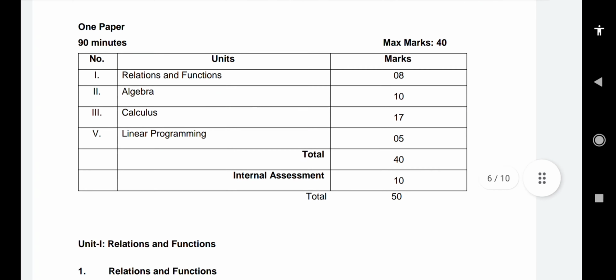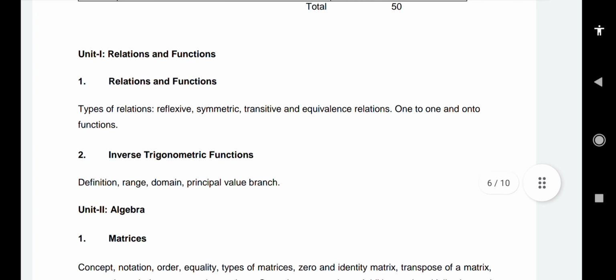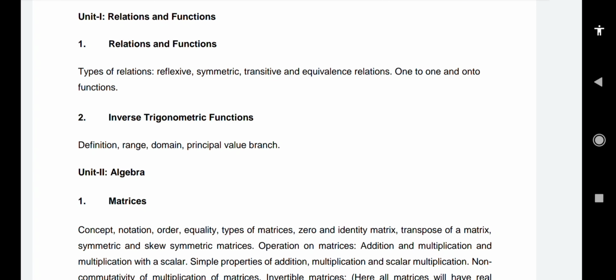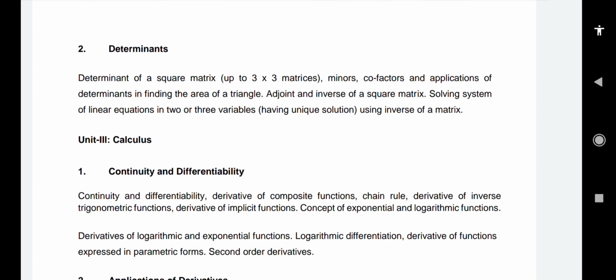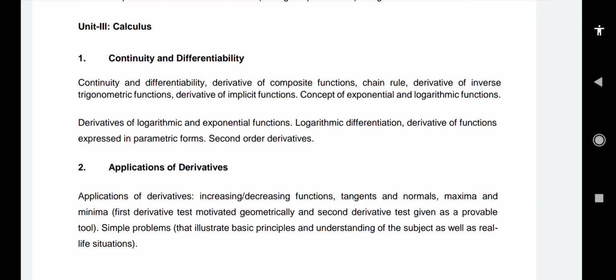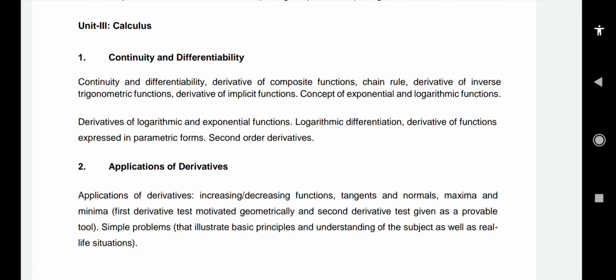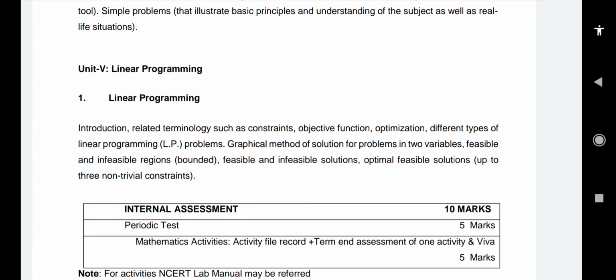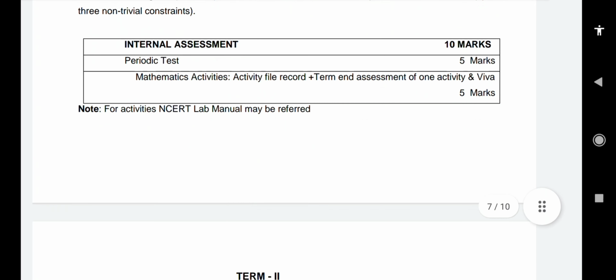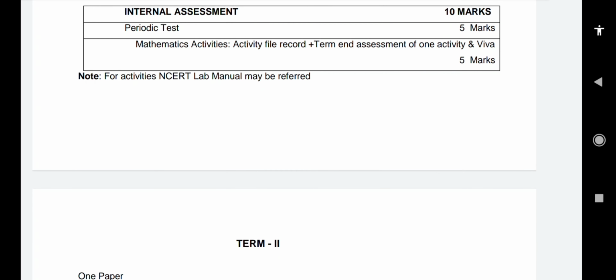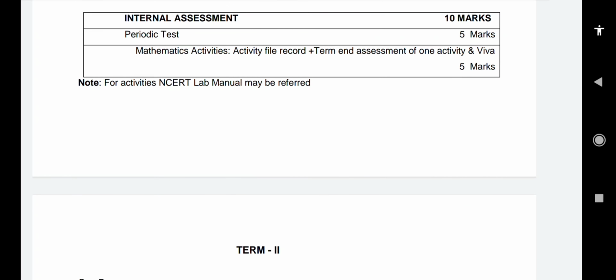In relations and functions, you have relations and functions as the first chapter, and the second chapter is inverse trigonometric functions. So these are the two chapters. And in the second unit, algebra, matrices and determinants. Third one, calculus: continuity and differentiability, and applications of derivatives. In the fifth chapter, linear programming. So this is term 1, and you will have internal assessments.